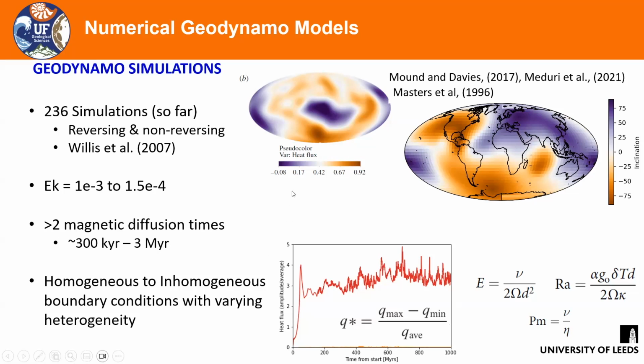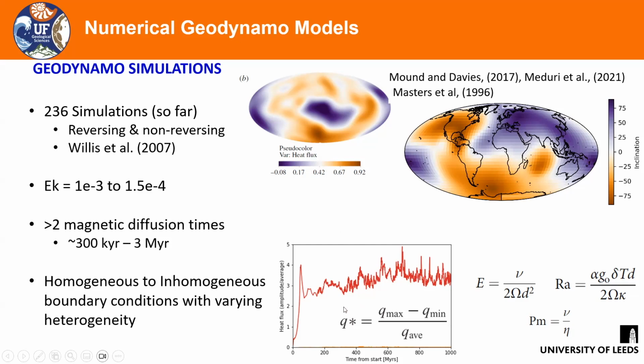So to do that, we had a look at something that Mound and Davis 2017 had already looked at. What they did is they used this pattern and they scaled the heterogeneity. They scaled the amplitude of heat flux anomalies and looked at the differences. So we did that as well.